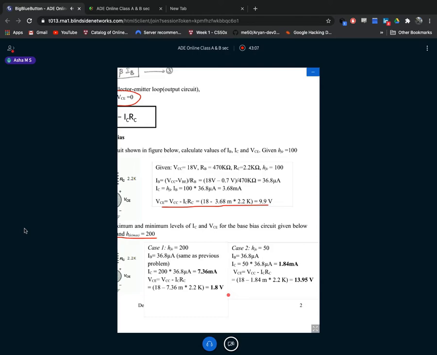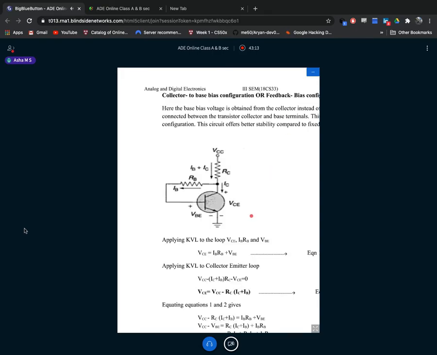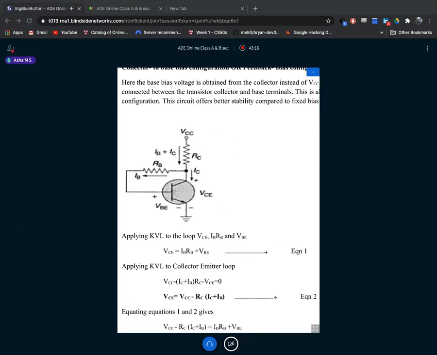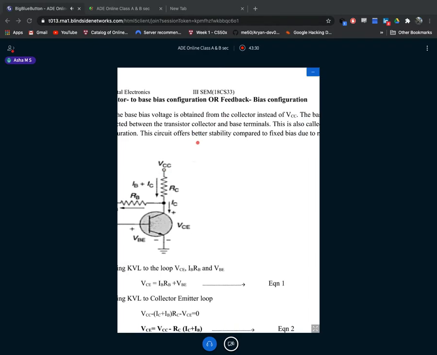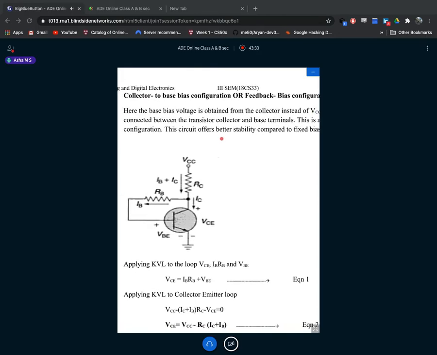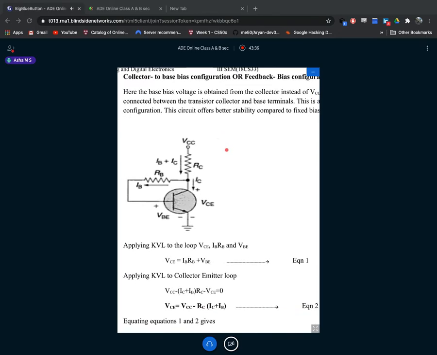Let's move on to the next topic, that is the collector to base bias configuration. The second configuration is collector to base bias configuration. This collector to base bias is also called the feedback bias configuration. On screen, you're seeing the diagram of this one. If you observe, you will understand the difference from the circuit we discussed just now. I'm showing both together.